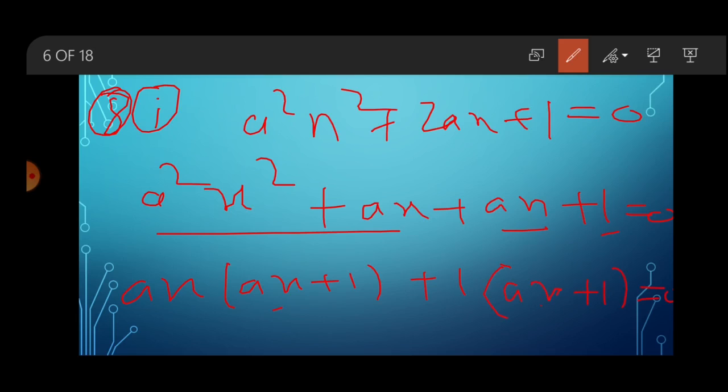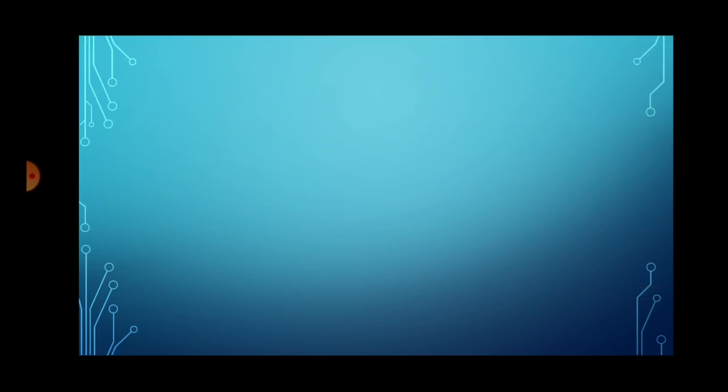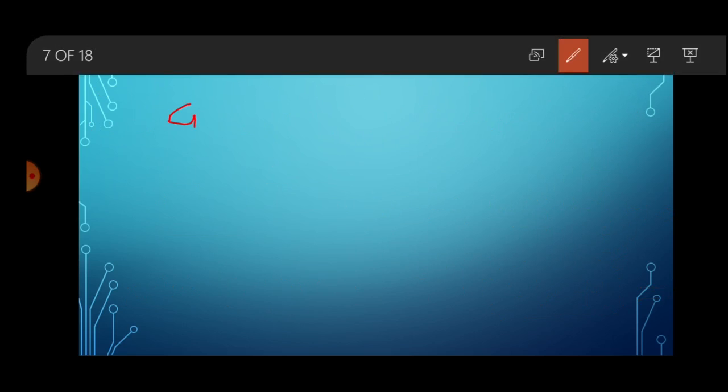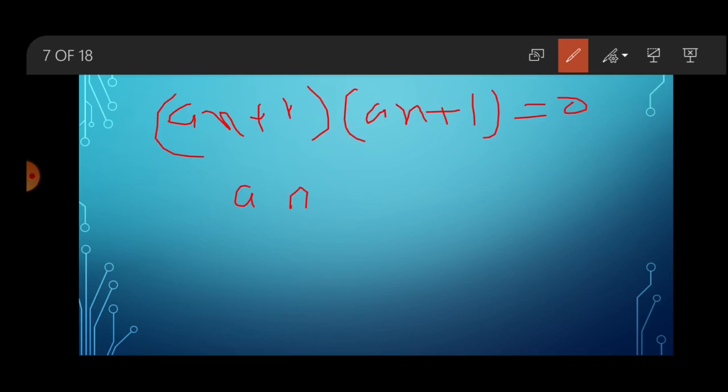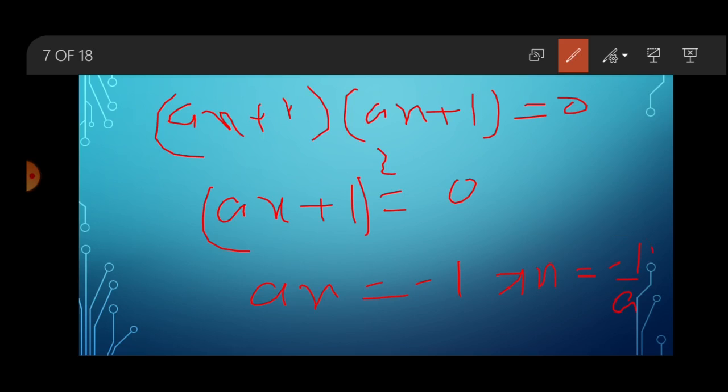Now you can see that if I take ax plus 1 as common, then we will have another ax plus 1 is equal to 0. So we have (ax plus 1) to the power 2 is equal to 0. So ax is equal to minus 1, then x is equal to minus 1 upon a. That is the solution for x.